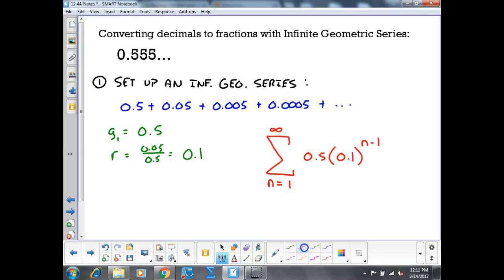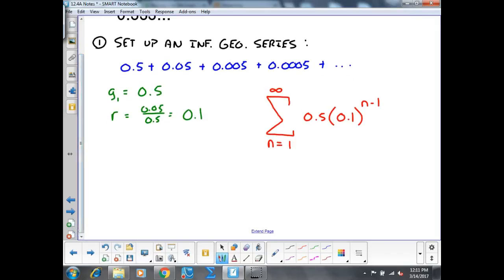So we set up our series. Right? Now, my question is, is that r value within my range from yesterday? Yes. Okay, that r value is within the range. It's within that -1 to +1 range. So I can find that sum. Right? Okay. So step 2 then is going to be find the sum.